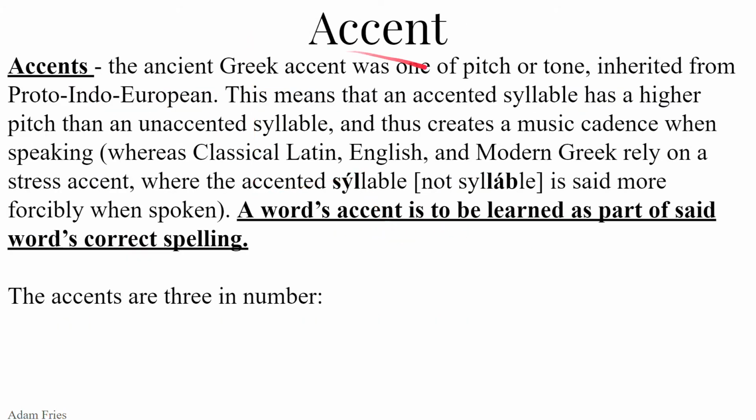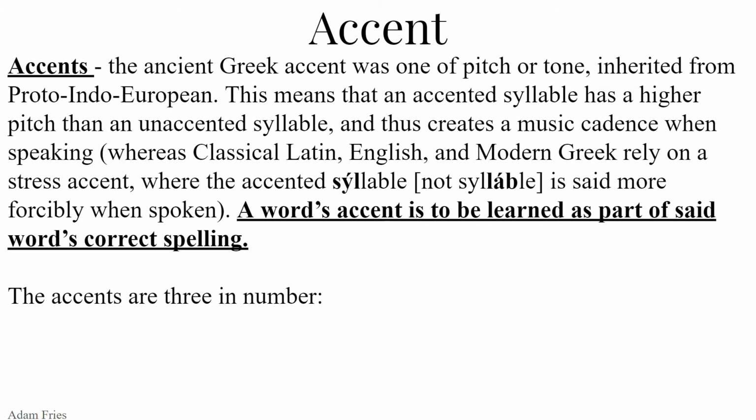All right, here we go. Gird your loins. So accents. The ancient Greek accent, classical Greek accent, is one of pitch or tone. And they got that from Proto-Indo-European, which also appears to be pitch or tone. This means that an accented syllable has a higher pitch than an unaccented syllable, and thus it creates a sort of musical cadence when speaking. This is opposed to classical Latin, English, and modern Greek. That's a stress accent, where we put more force on the accented syllable. See, if you put the accent on the wrong syllable, the emphasis sounds weird.